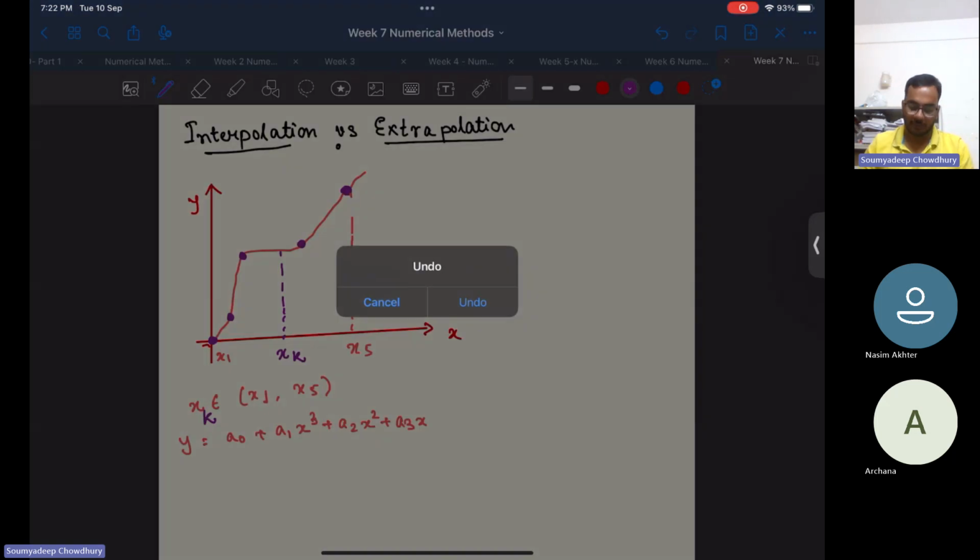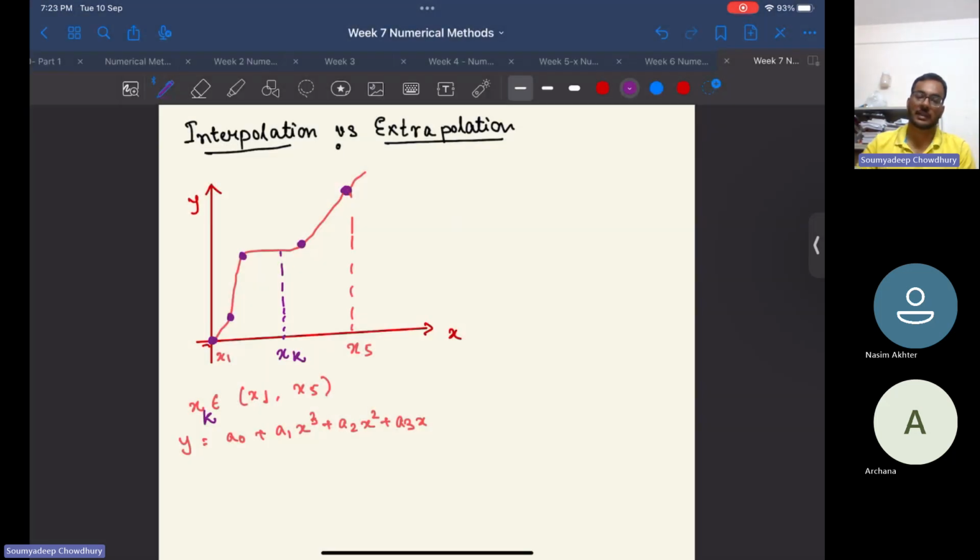Interpolating a set of data points basically means you can find the value of that function at any random point within the range of the data. Suppose you want to find the value of the curve at some other point which is beyond this range, say here at xn. This is not possible in interpolation. You cannot extend the curve beyond your range of data points. This y equal to this polynomial is only valid for x belonging to x1 to x5, not less than x1, neither greater than x5.